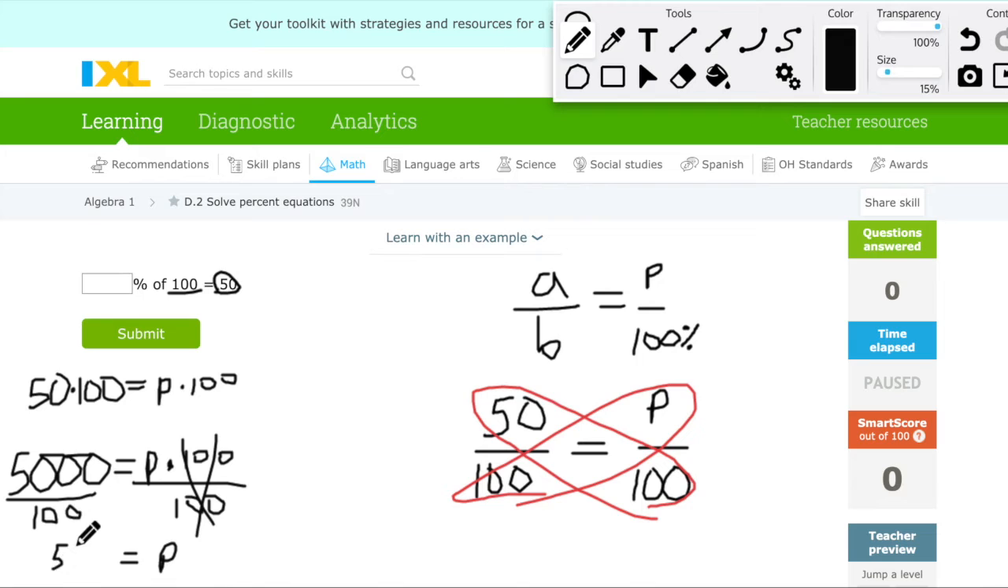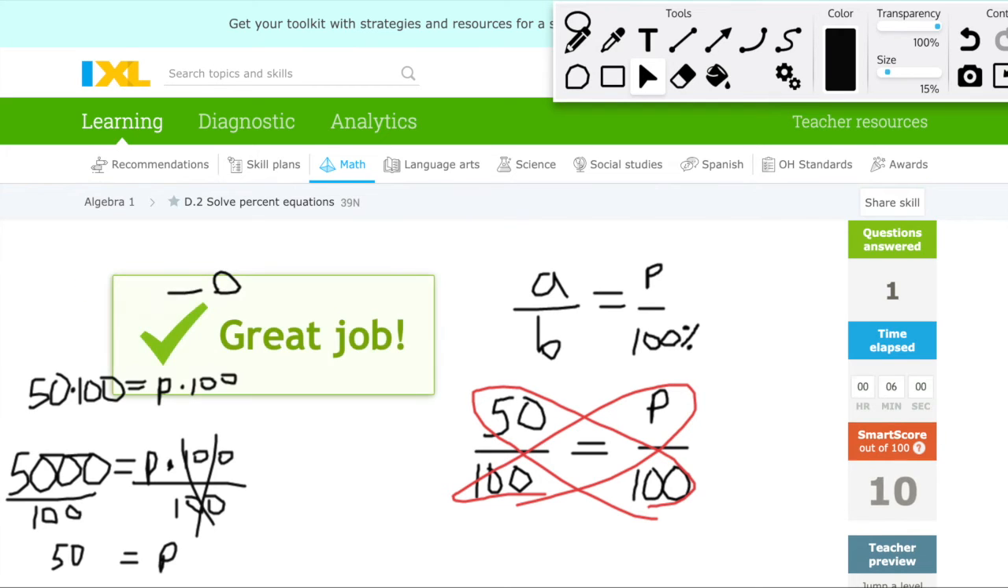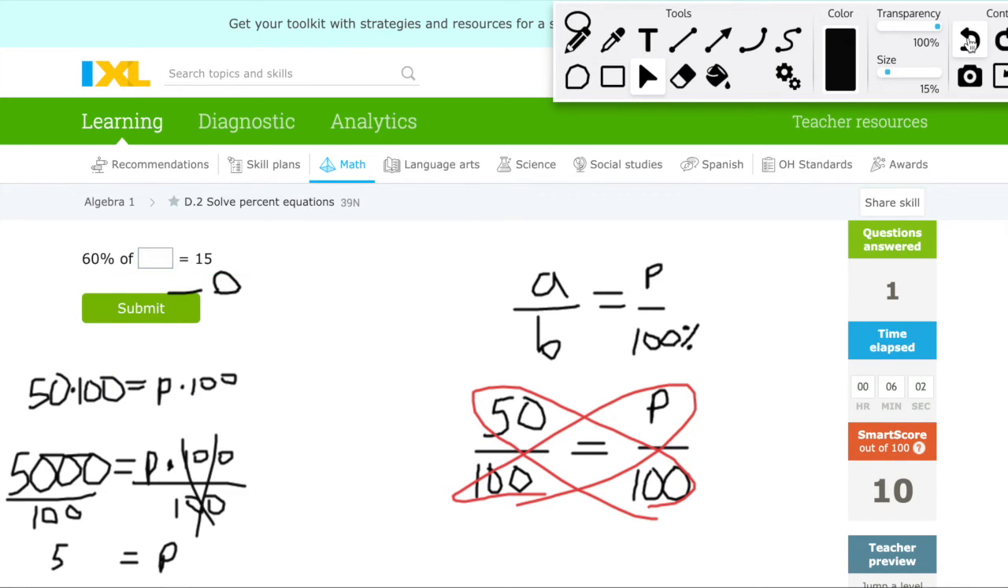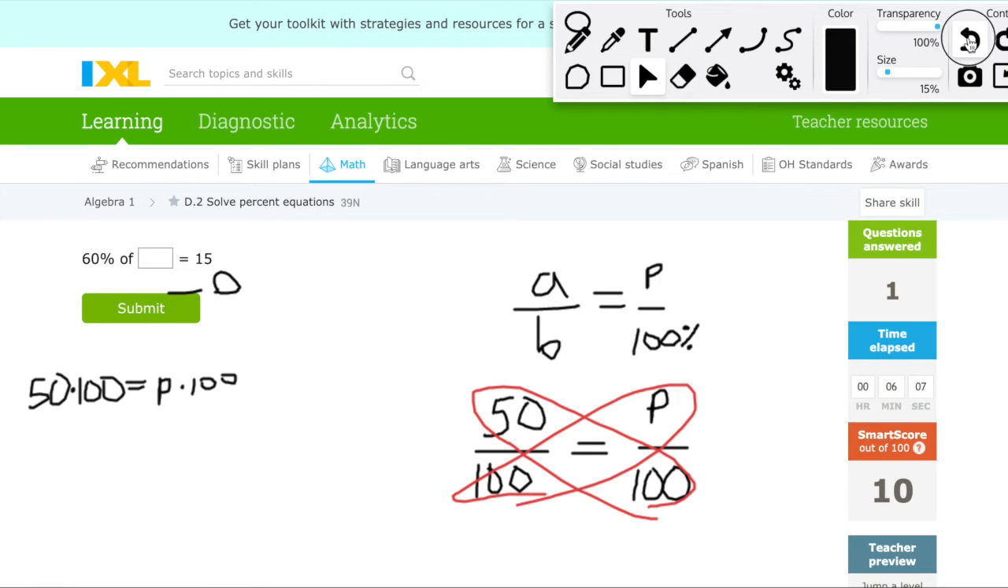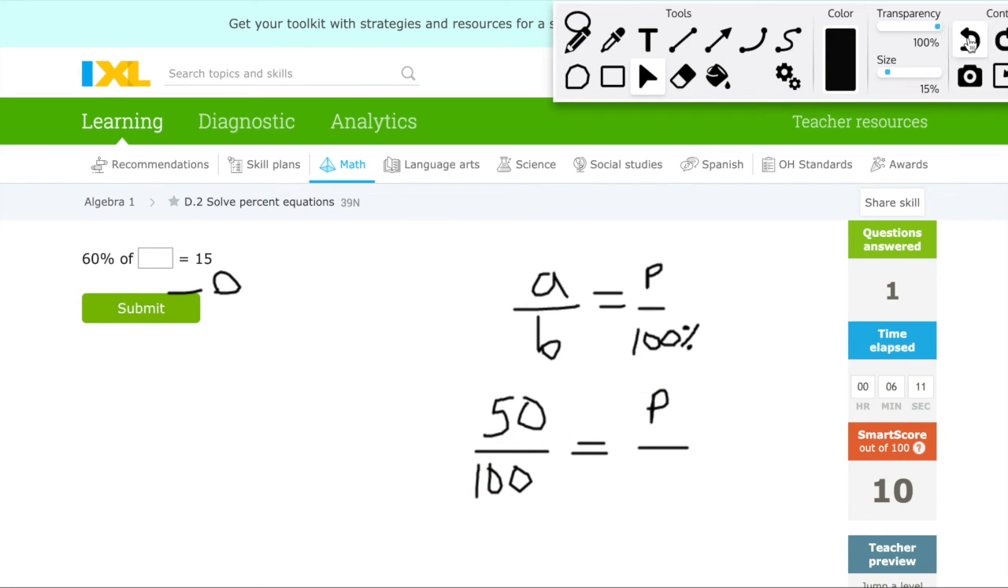So now that I know that 50 is the missing percent value, I can click in the box there, put in 50, and submit. Awesome. So let's rewind a little bit now. I don't want to lose my original template here. And oh, it won't let me go back any further. This is the new. Okay. We'll just erase it and finish that off.